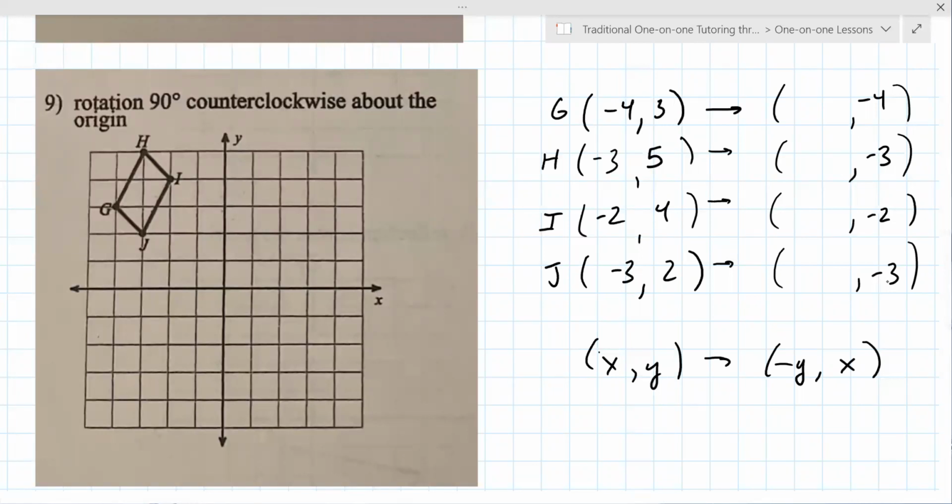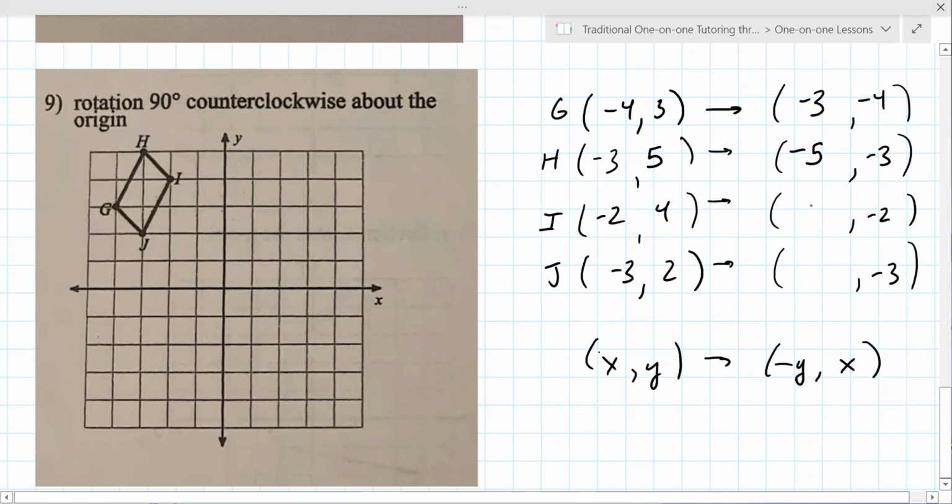Okay. For the first position now, you have to take whatever the y value is and then negate it. So like in G, the y value is 3, so you negate it and it becomes -3. What would go in this position here? -5. Okay. And then you're looking at the 4. What would happen to the 4? -4 and then -2. Good.